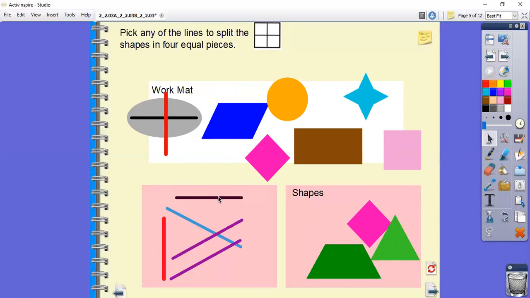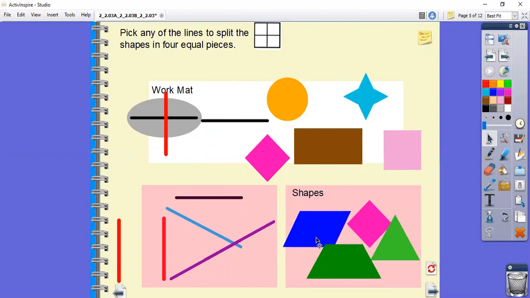Okay, that one looks like it's 4 pieces. Oh, I don't know about that one. I don't think that line worked for me. Let me try a different one. Do those pieces all look the same? No, you know what? This guy's going back. He's not going to work.